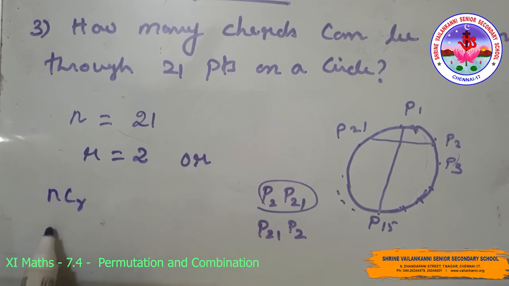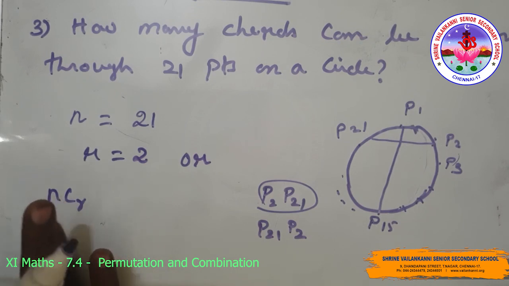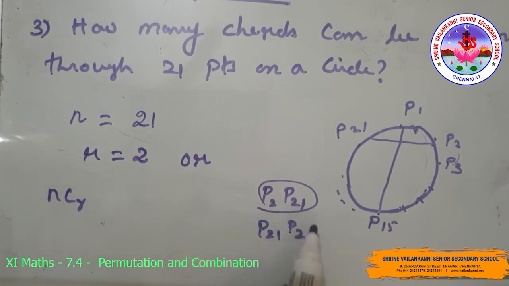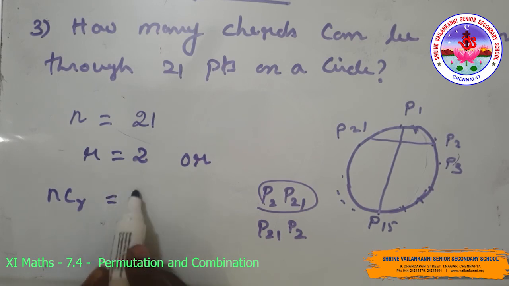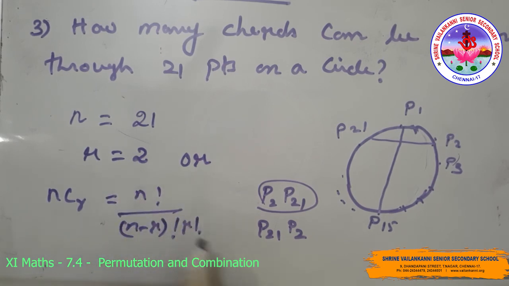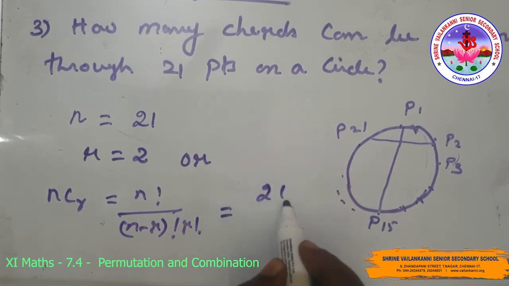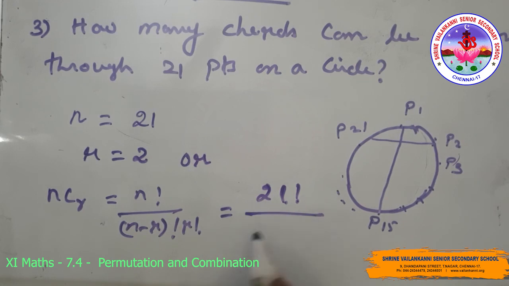If order is important, we have to use NPR. Here order is not important. Either P2 to P21 or P21 to P2, we can draw a chord. So n is 21, r is 2. Using this formula, NCR equal to n factorial by n minus r factorial into r factorial, which is 21 factorial by 21 minus 2, 19 factorial into 2 factorial.